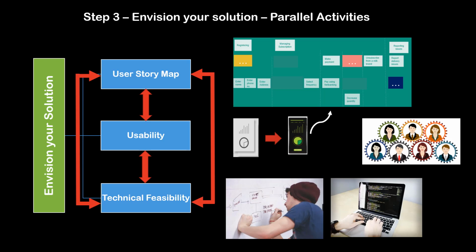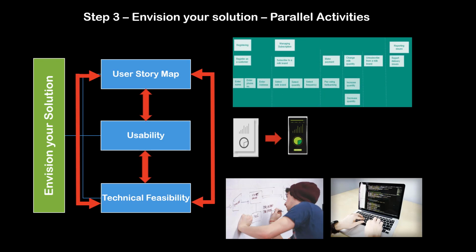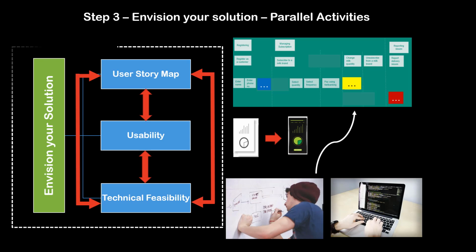Similarly, some functionality in the map might trigger the development team to think about technical feasibility. The result of that might lead the team to suggest changes in the way users could use the product and hence the updating of the map. So that was a brief about what is done as part of envisioning your solution: user story maps, UI prototypes with the build, measure, learn cycle, and technical feasibility.